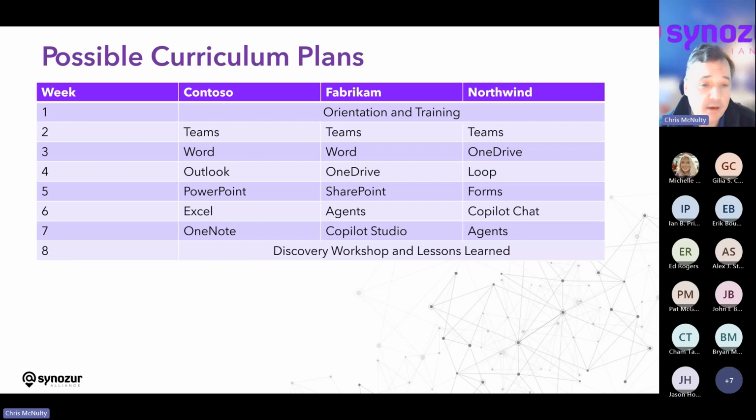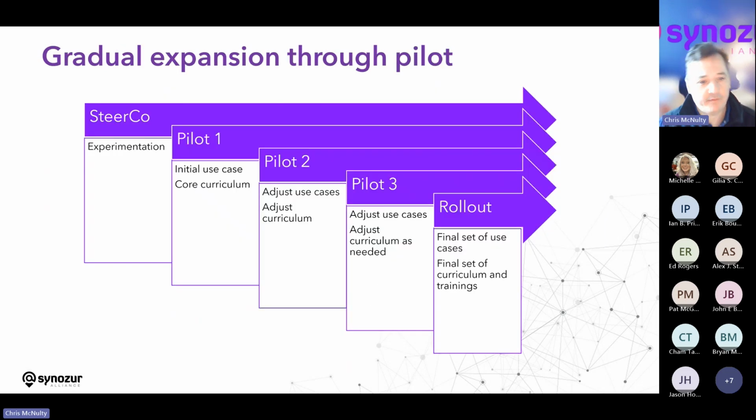But for Fabrikam, they may look at, you'll see Teams is fairly common and Word is fairly common, but getting into some of the more content interactions based on what they're looking to do. So you may spend more time in this organization with OneDrive and SharePoint, starting to maybe look at agents based on what people are doing. The third organization, you may be looking more at the collaborative frontier. So looking at things like Loop and Forms and Copilot chat. Again, all of this is going to be determined earlier on based on your use cases and what parts of the collaboration stack you are trying to leverage to achieve your use cases.